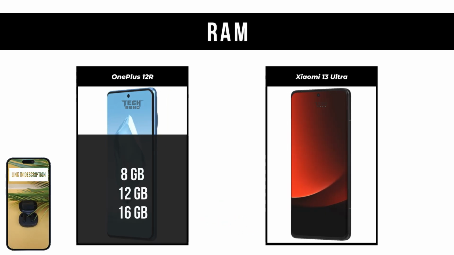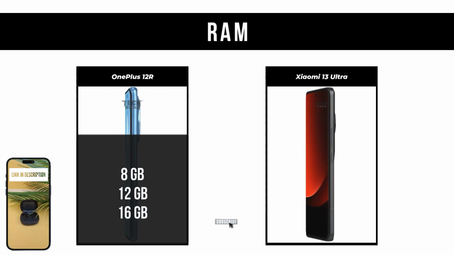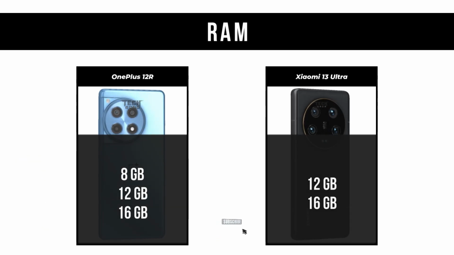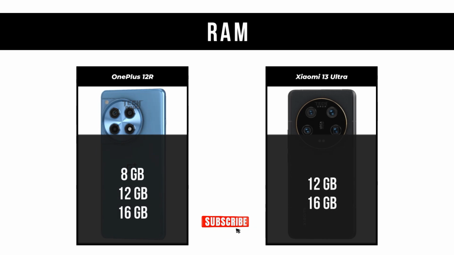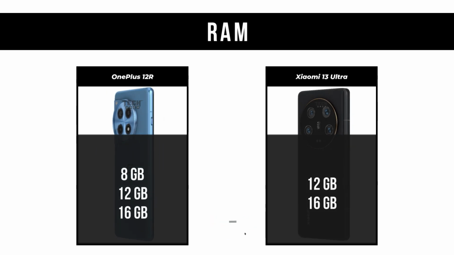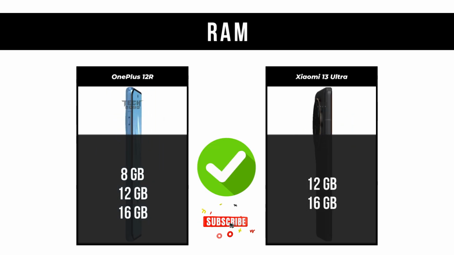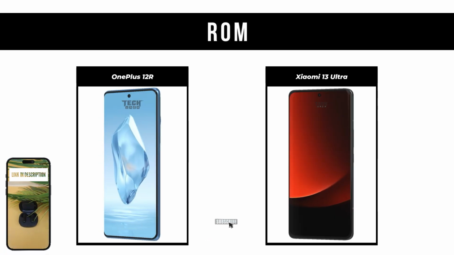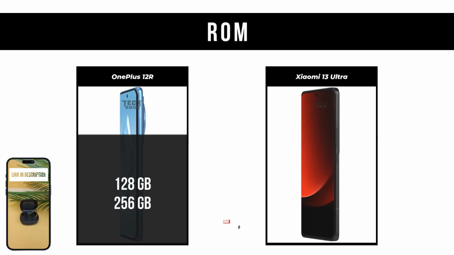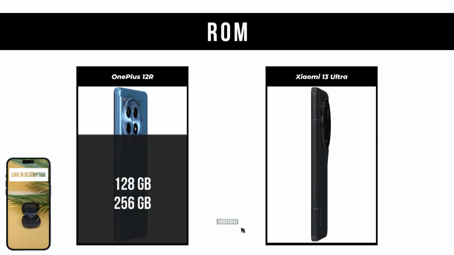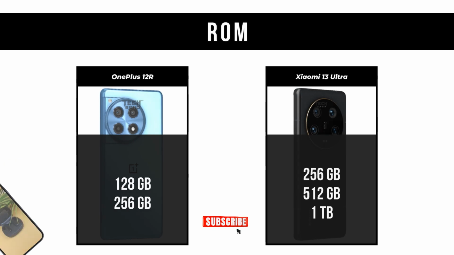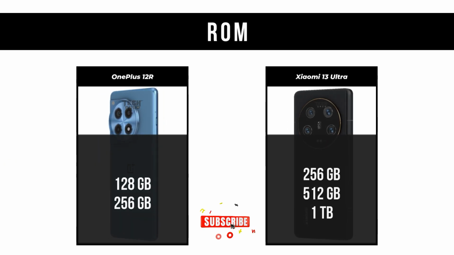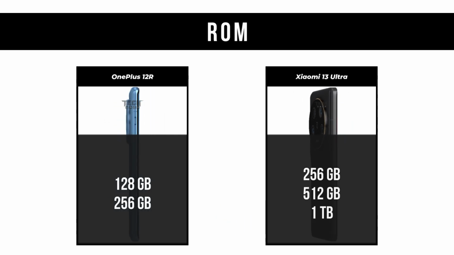RAM. OnePlus 12R is 8GB, 12GB, and 16GB. Xiaomi 13 Ultra is 12GB and 16GB. ROM. OnePlus 12R is 128GB and 256GB. Xiaomi 13 Ultra is 256GB, 512GB, and 1TB.